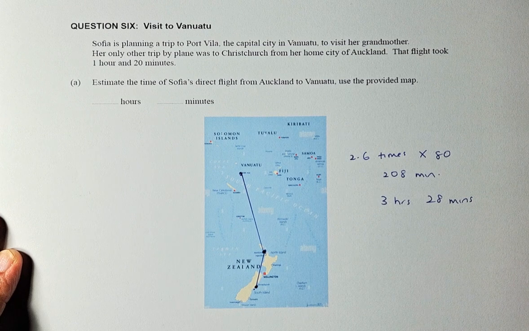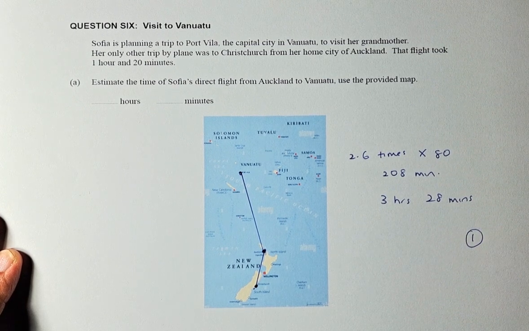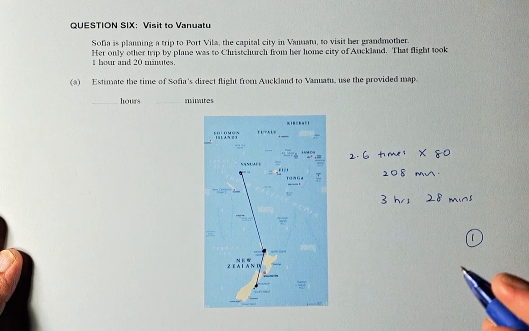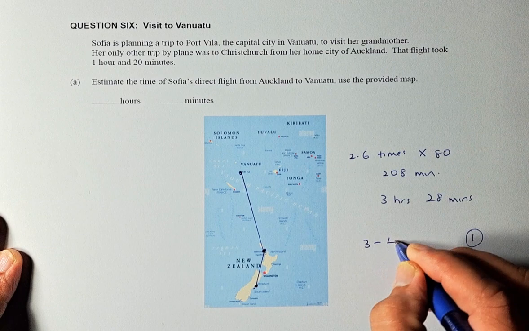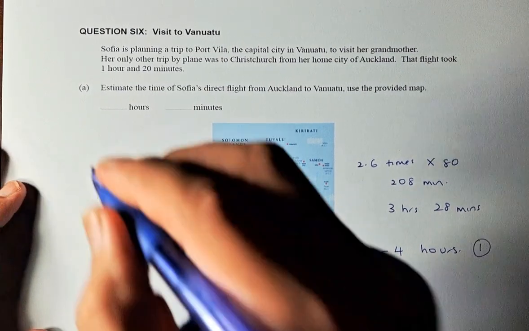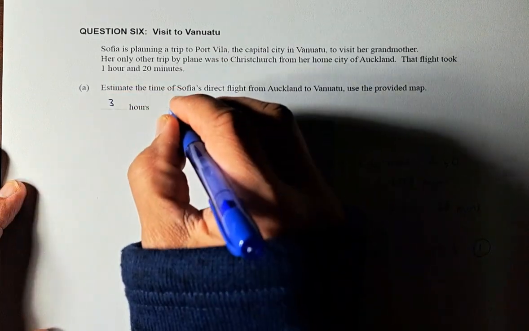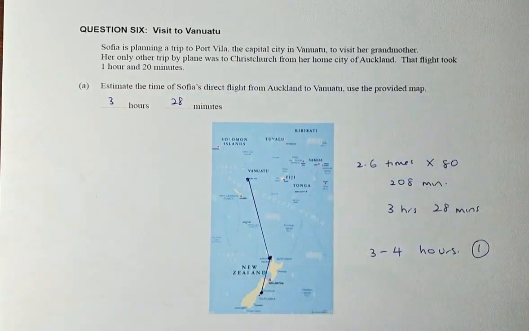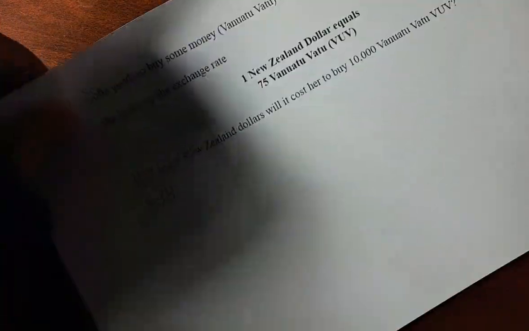If you can get that right, you are going to get outcome number 1. In fact, the answers allow you to have any answer between 3 and 4 hours. So you got 3 hours and 28 minutes. As I said, anything between 3 hours and 4 hours is acceptable. So now we're going to do question 6B.